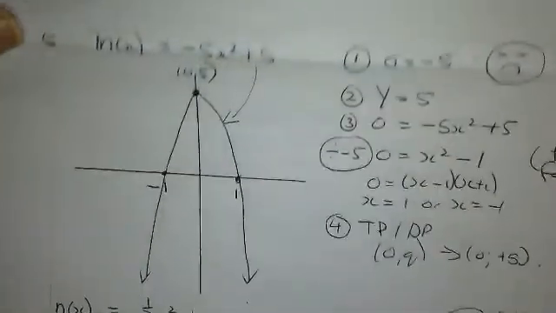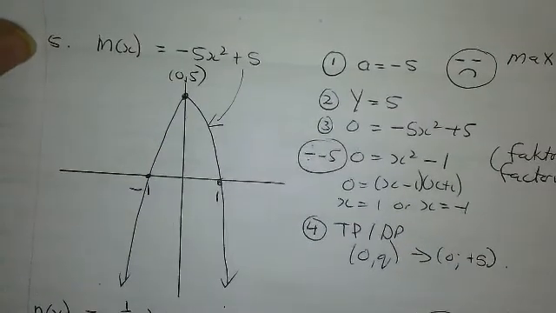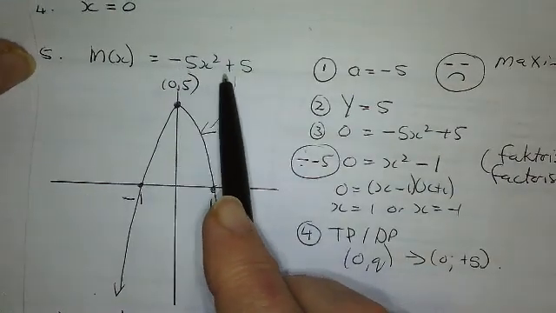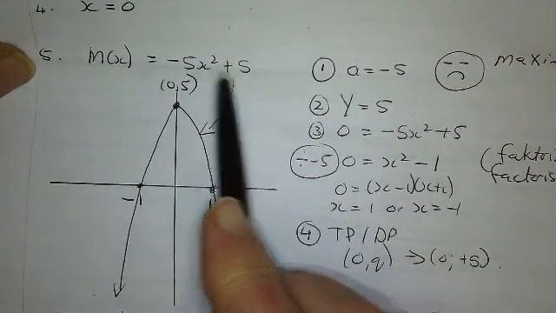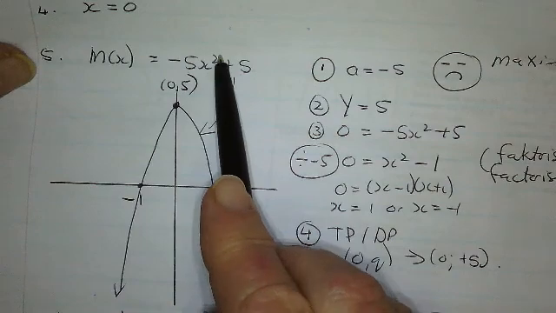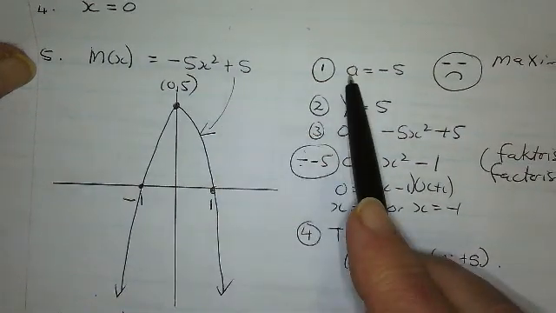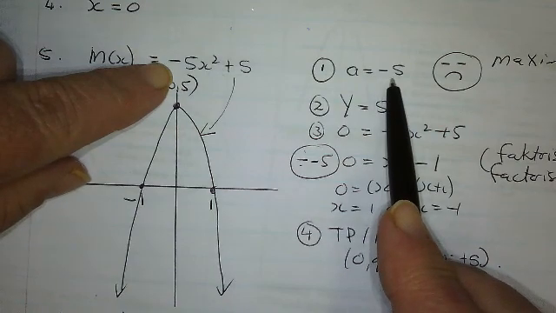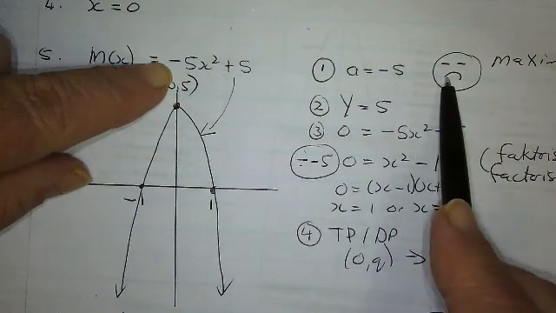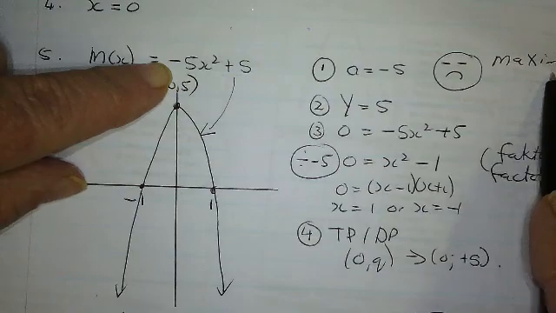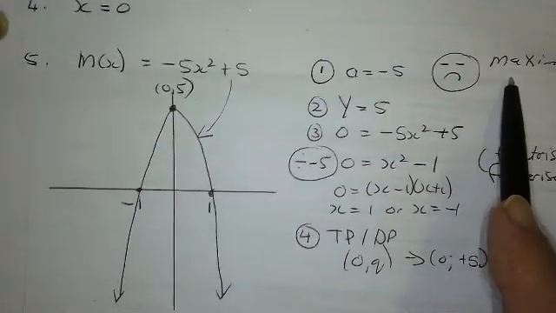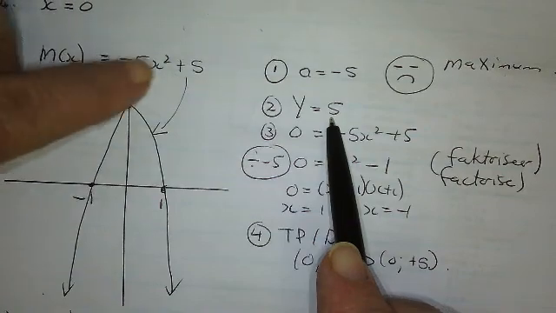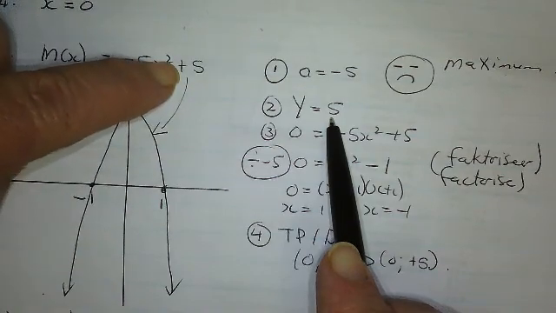If you look at number 5, same exercise. Now you must sketch negative 5x squared plus 5. Once again, you identify the square, parabola. So then you look at the a value. It's negative 5. Because it's negative, it's giving you a sad face. So we say it's a maximum or concave down graph. Y-intercept will be the q value. The q value recognized there is 5.